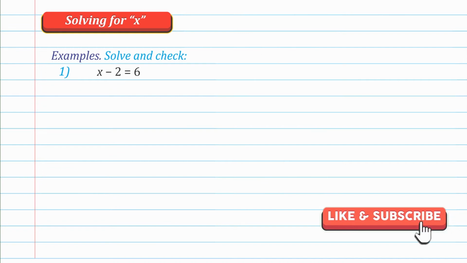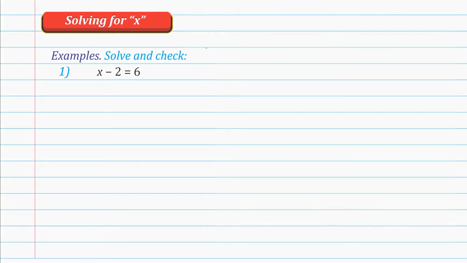Now, let's try to use the addition and subtraction properties to solve for x or any variable for that matter. Now, take note, our aim when solving for x is to isolate x on one side of the equation. Meaning, kailangan ang x mo makikita mo either on the left side lang or on the right side. So let me show you how we do that by looking at some examples.